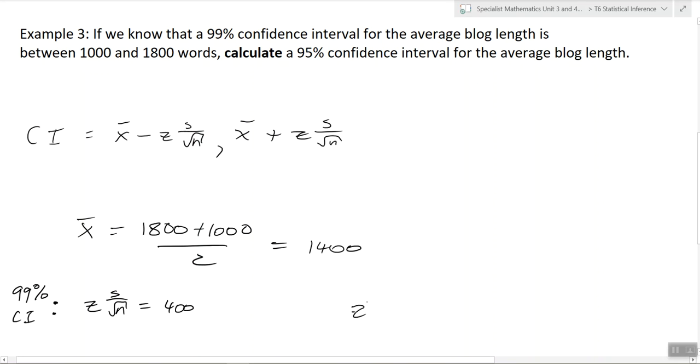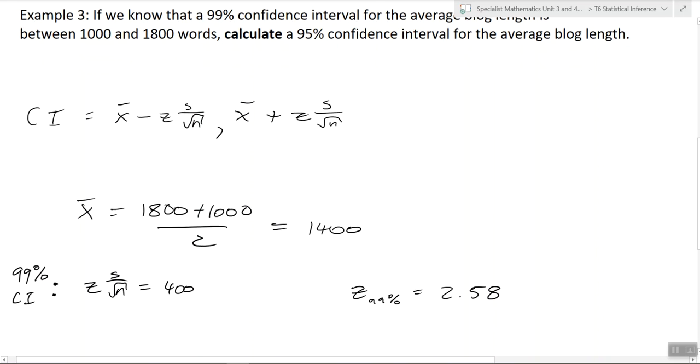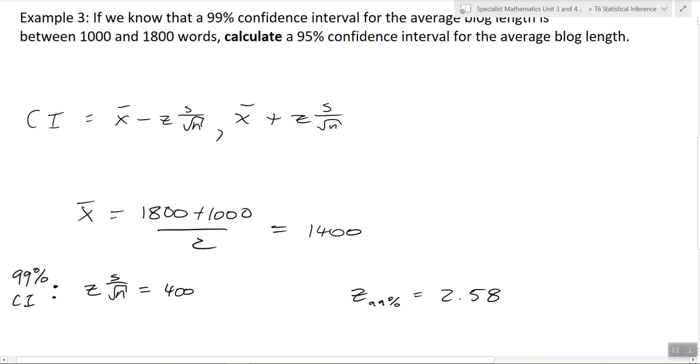So you've memorized it. So Z for the 99% is 2.58. So we can use that, can't we?